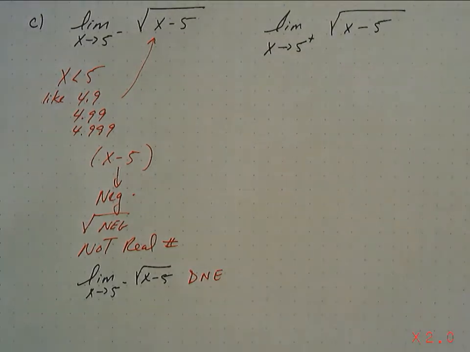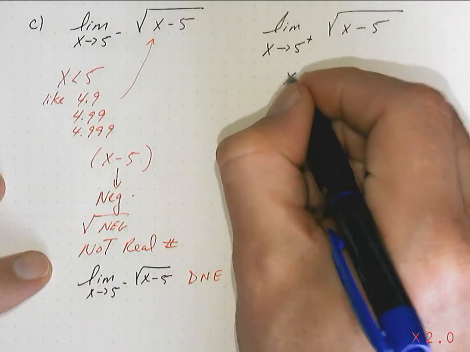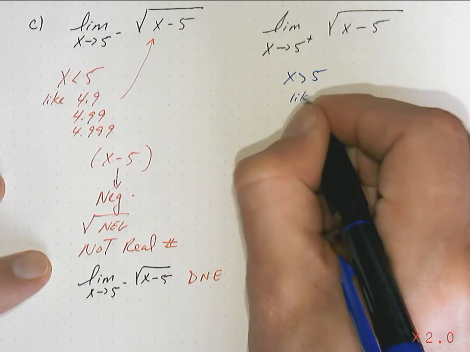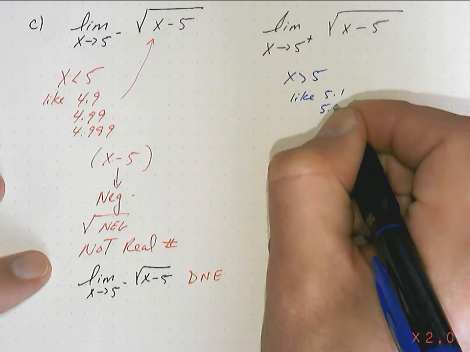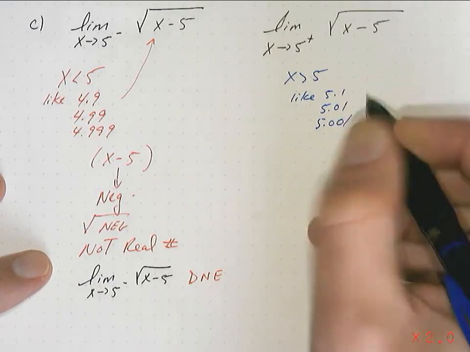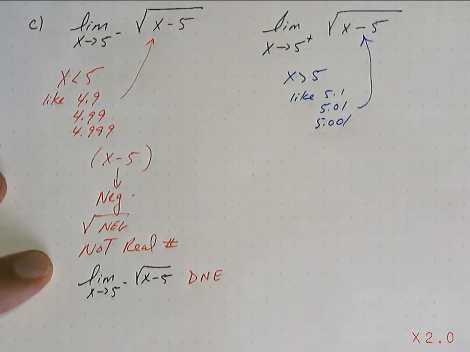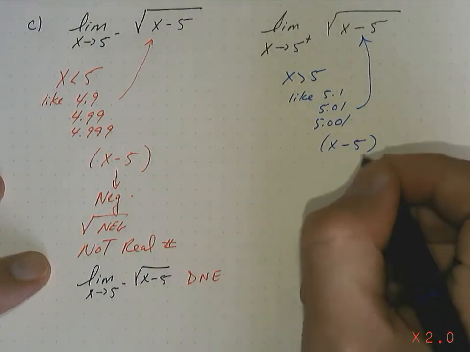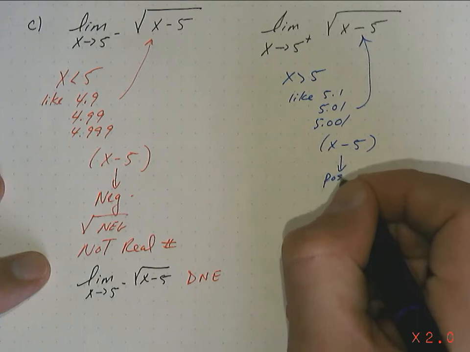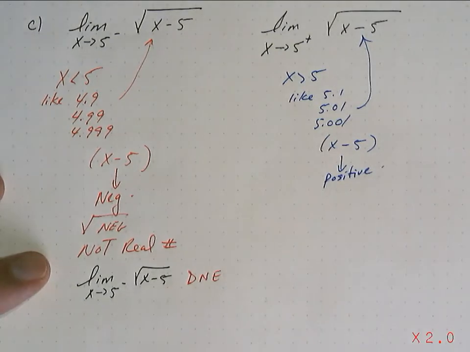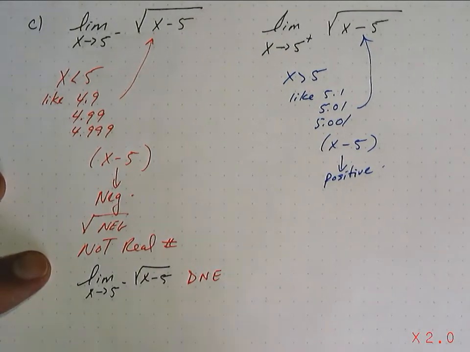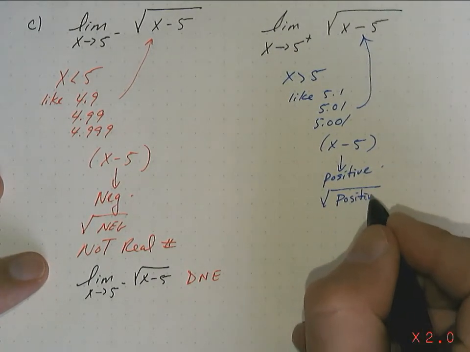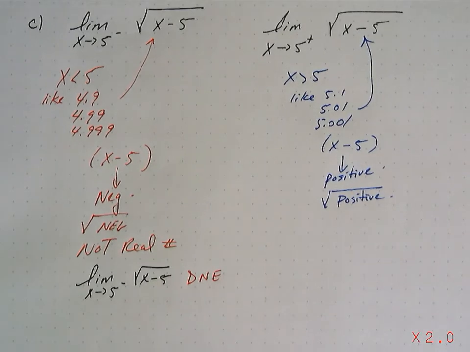Now, using the exact same logic over here, if I look at values of x that are greater than 5, they're going to be things like 5.1, 5.01, 5.001. And if I take them and plug them in there, I'm going to be left with positive numbers. Do you agree? So the argument is going to be positive. That means I'm going to get an answer. That means the limit's going to exist. Now I've got to figure out what it is.